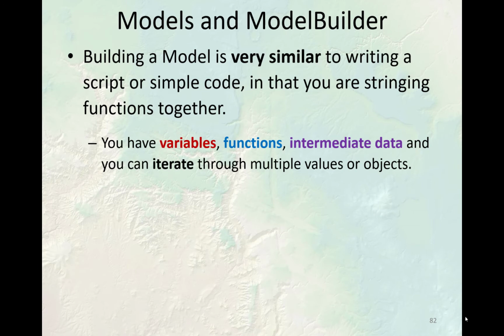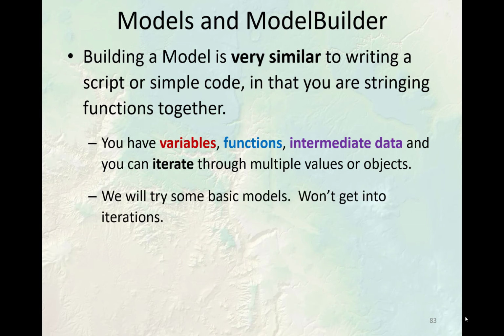But you do have variables, you do have functions, you have intermediate data sets that get changed and added and deleted through the course of the process. And you can iterate through different features or through loops of counters, so in this sense it's very similar to a coding language. Now in this lab, we're going to do some basic models. We're going to use variables, functions, and intermediate data sets. We won't do iterations in this. That's just a little more complicated than we have to at this point. So we're going to learn the basics.